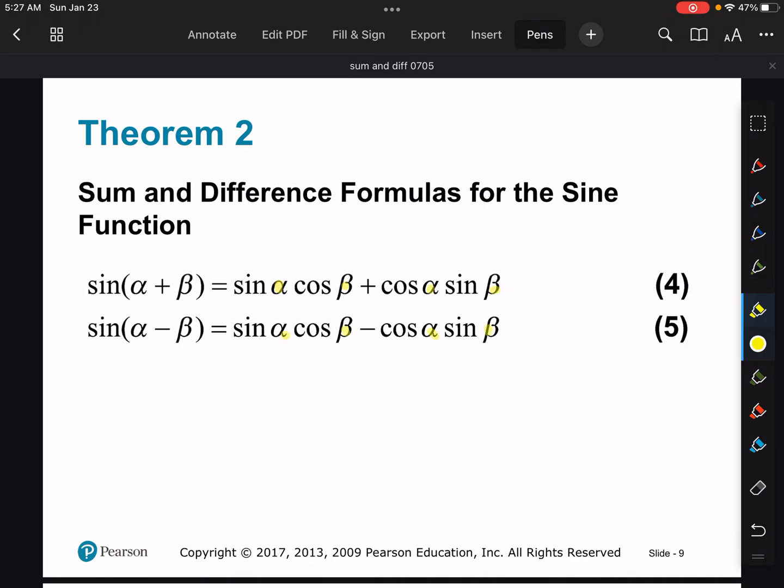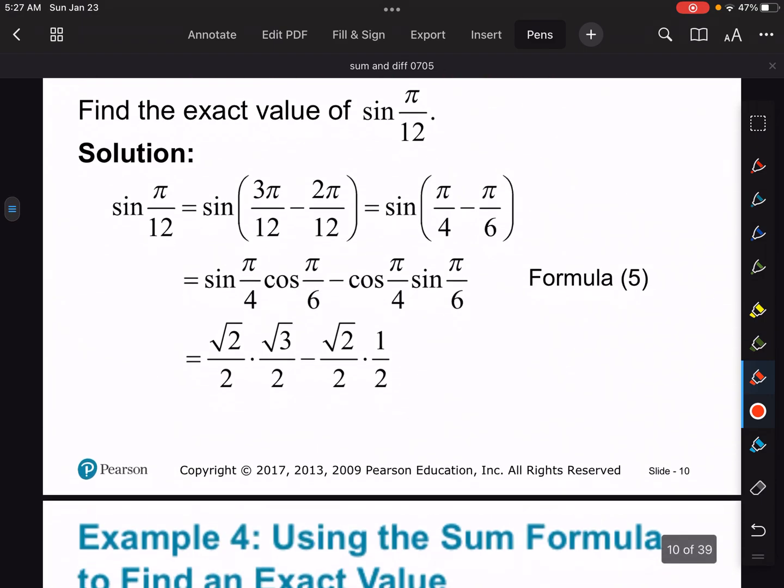But what I want you to notice here is when you're adding the sine of two thetas, the sign stays the same, right? So when you're adding, it's addition. When you're subtracting, it's subtraction. That's different from the cosine. And then it's a sine, cosine, cosine, sine pattern. Sine, cosine, cosine, sine for both of these. Okay, so that's the difference between the two.